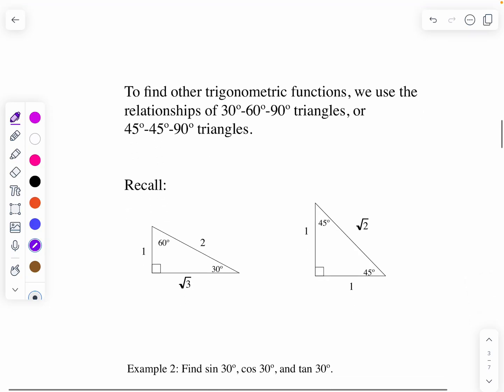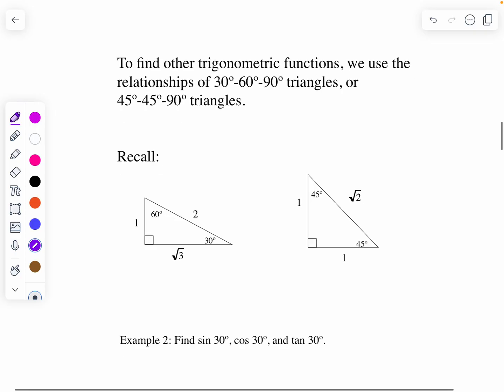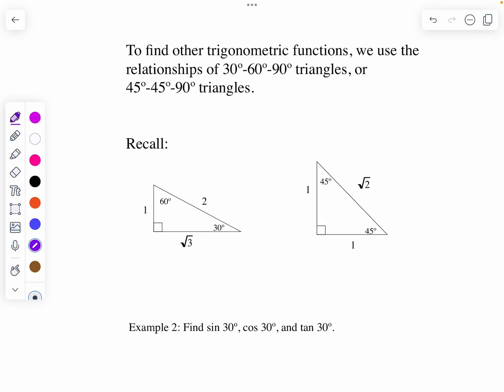Okay, so now let's look at some things that are not quadrantal, and therefore we cannot rely on the unit circle. So it says to find other trigonometric functions, we use the relationships of a 30, 60, 90 triangle or a 45, 45, 90 triangle. So from geometry, I know they have you memorize these relationships. And again, if you were going to put this on a coordinate point, the radius here is 1. So we have a 1. But I'm going to show you in a minute.